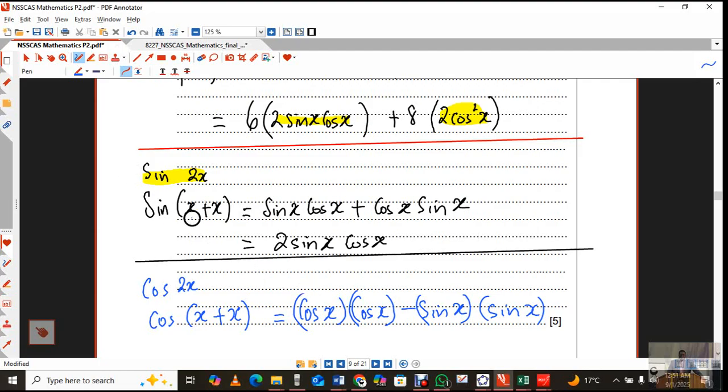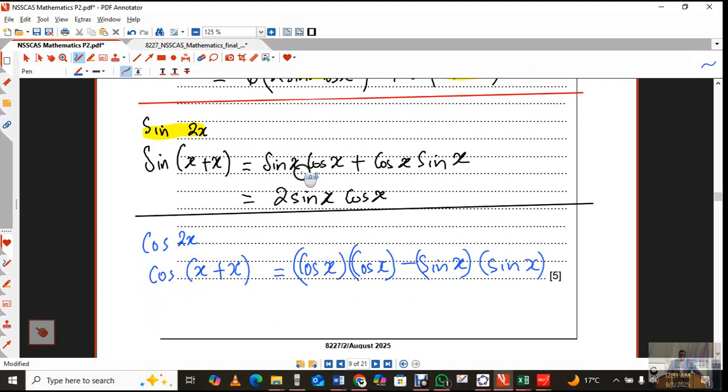Okay, so this eventually gives me something like cos square x minus sine square x. So this is cos 2x over here, right? You should be familiar with your formula. In your formula you have cos a plus b, and then you're going to get stuff like that. Now, there is a reason why I did all of that.